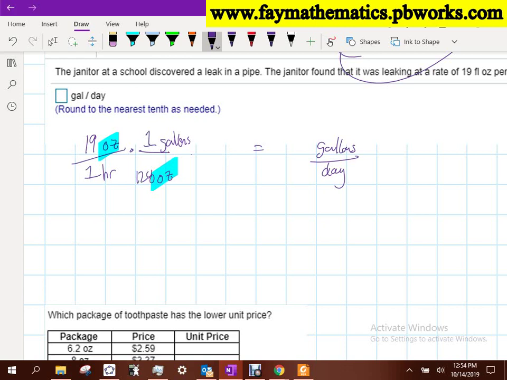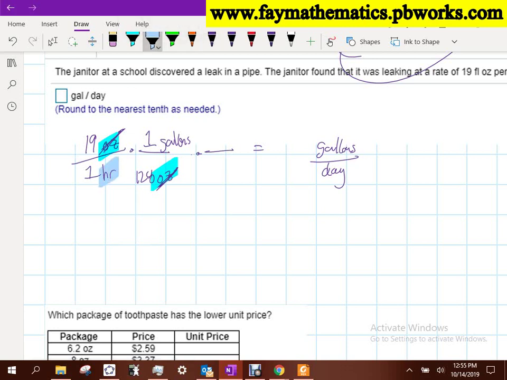That makes sense? And that's on that sheet that I gave you. It should be on both sides of that sheet that I gave you. So now the blue ounces are going to cancel out, and what you'd be left with is gallons per hour if I just multiplied this out. But I want gallons per day, so I'm going to try to get rid of this hour unit.